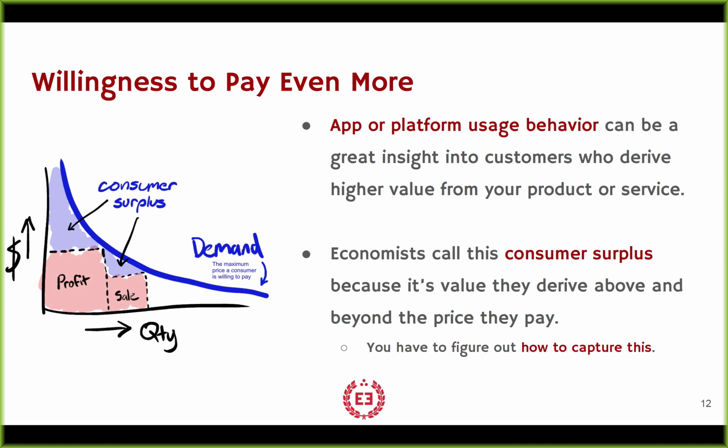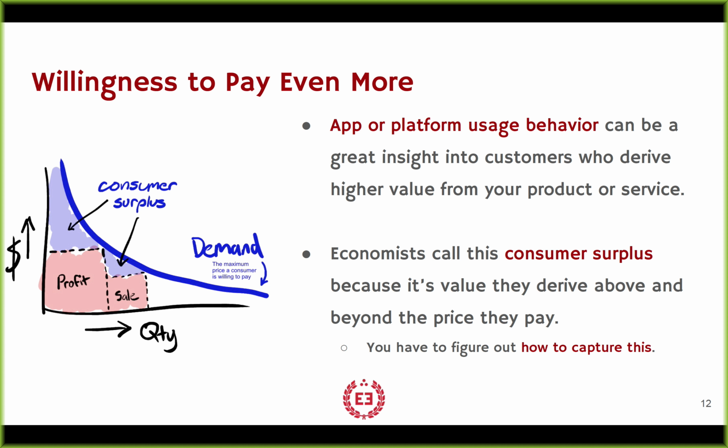And this is where economists call it consumer surplus. This is the value that an individual customer derives above and beyond the price they pay. So they're willing to pay even more. They don't have to because the market rate is $10 a month. But they'd be happy to pay $25 a month. They'd be happy to pay $35 a month. They don't have to. And so they derive a huge surplus of value from that.